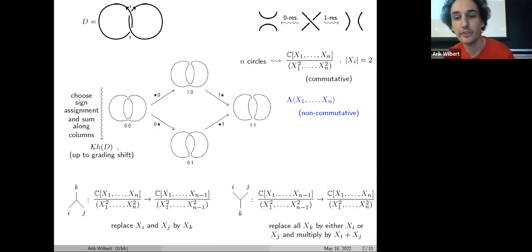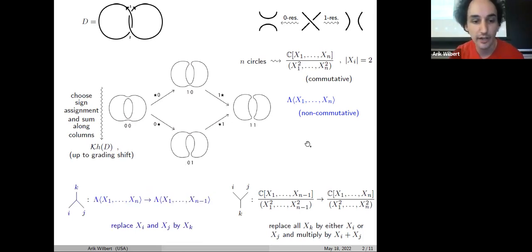Okay, and then the construction is kind of similar. So you just put an exterior algebra at each vertex, and then you have to modify these maps, of course. So let me tell you how to do that.